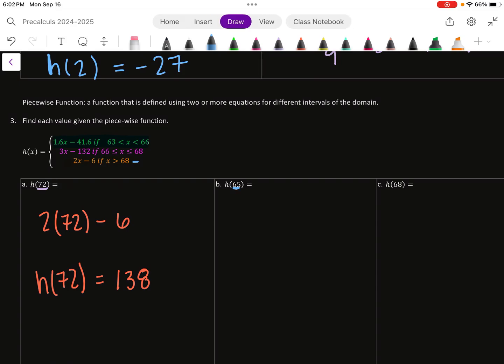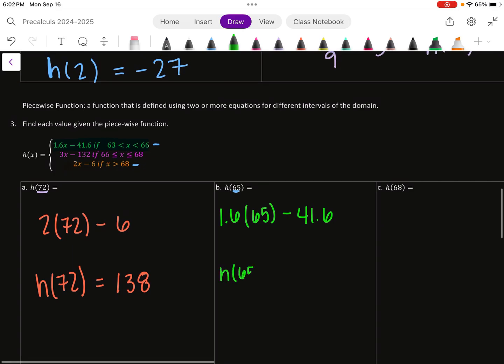65 fits into this one, it looks like. So I will use the green, right? 65. So 1.6 times 65 minus 41.6. I'll definitely have to use my calculator for that one. 1.6 times 65 is 41.6. And it looks like h of 65 is equal to 62.4.